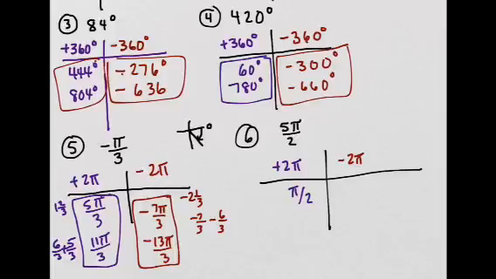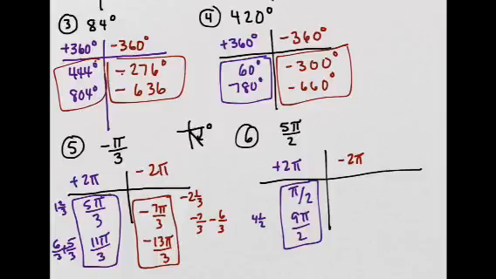So let's add 2 pi to 2.5 pi. That gives me 4.5 pi. So I'm going to convert that to an improper fraction. 4 times 2 is 8, plus 1 is 9, 9 pi over 2. So these are the closest positive coterminal angles.